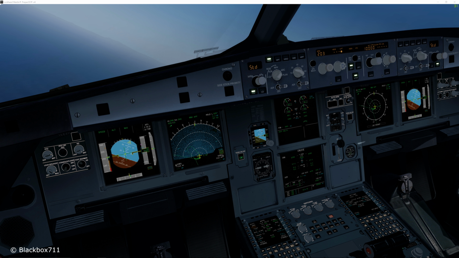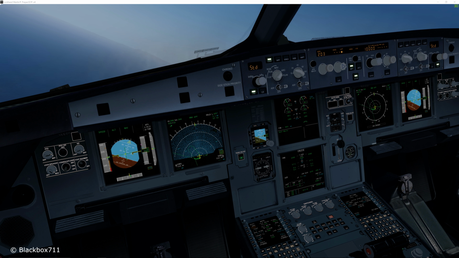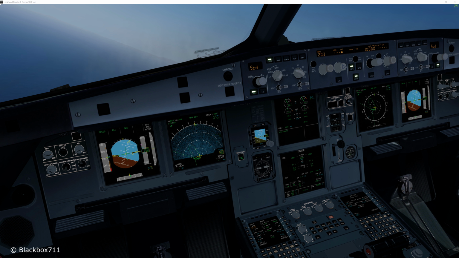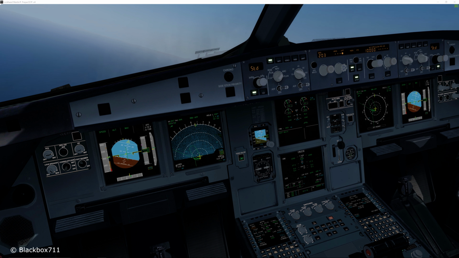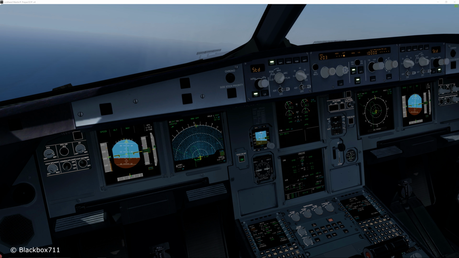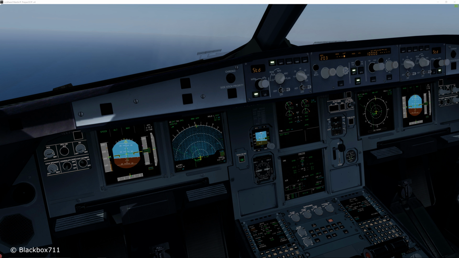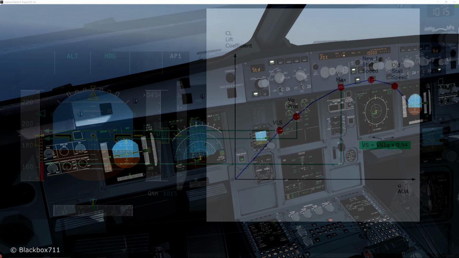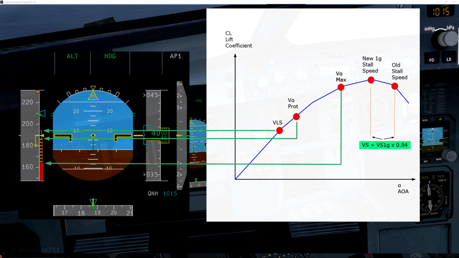Now we come to the next section, and that is protection speeds. And here in particular we have V alpha prot, V alpha max, stall warning speed, and the Vmax, so the maximum airspeed allowed with the current configuration of the aircraft. So when looking at the picture here, you can see a chart on the right hand side and the indications on the primary flight display.